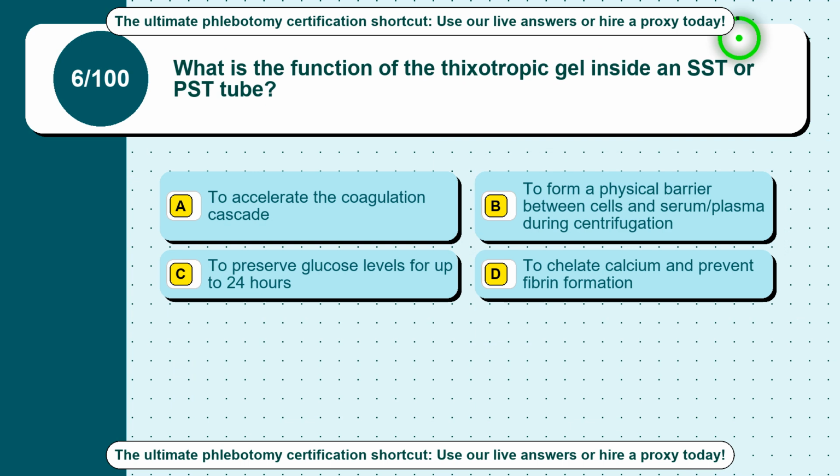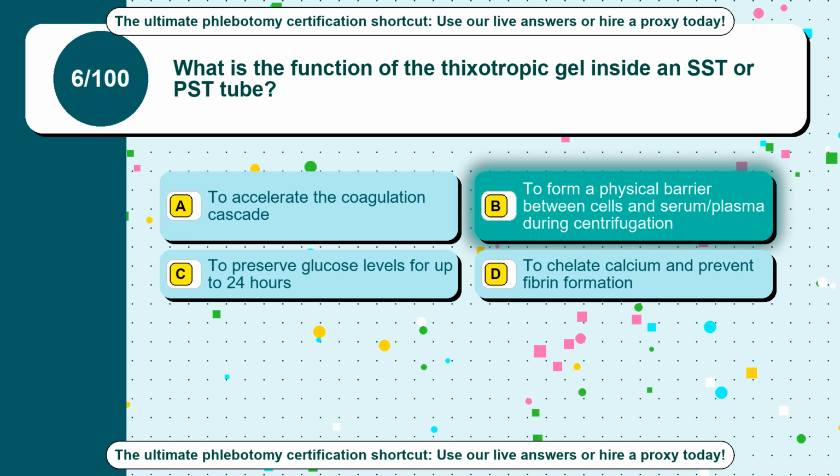Question 6. What is the function of the thixotropic gel inside an SST or PST tube? Option A, to accelerate the coagulation cascade. Option B, to form a physical barrier between cells and serum/plasma during centrifugation. Option C, to preserve glucose levels for up to 24 hours. Option D, to chelate calcium and prevent fibrin formation. The correct answer is option B, to form a physical barrier between cells and serum/plasma during centrifugation.